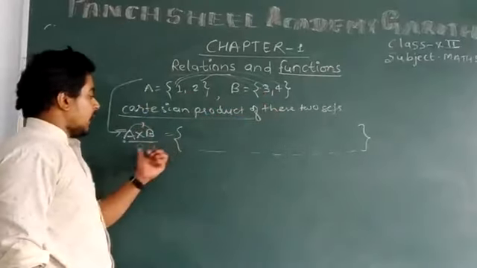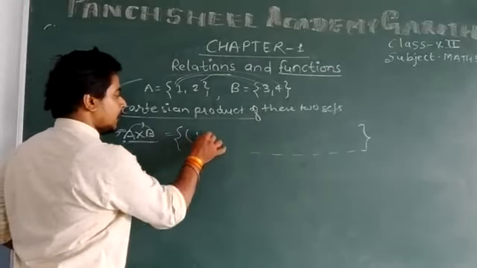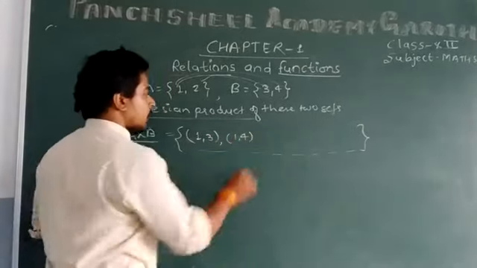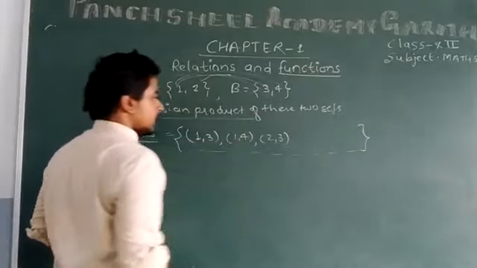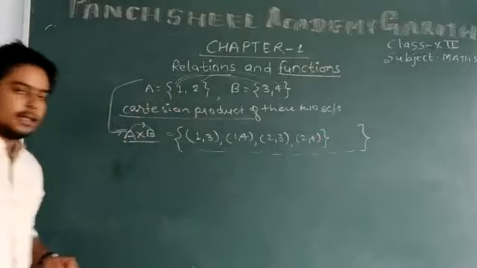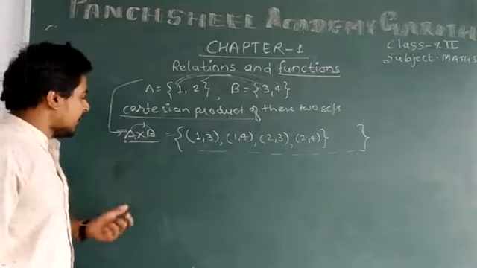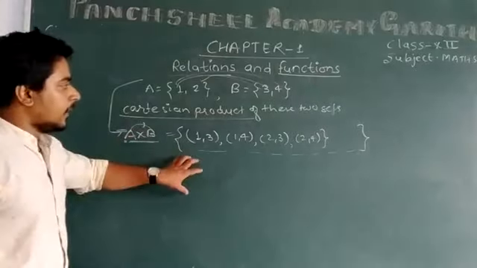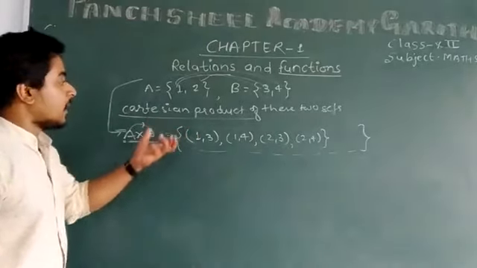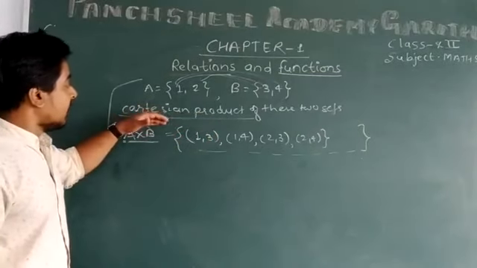It means A cross B will contain the ordered pairs (1, 3), (1, 4), (2, 3), and (2, 4). It should be clear. What does A cross B contain? A cross B contains ordered pairs, and where do the ordered pairs come from? The ordered pairs come from the Cartesian product.